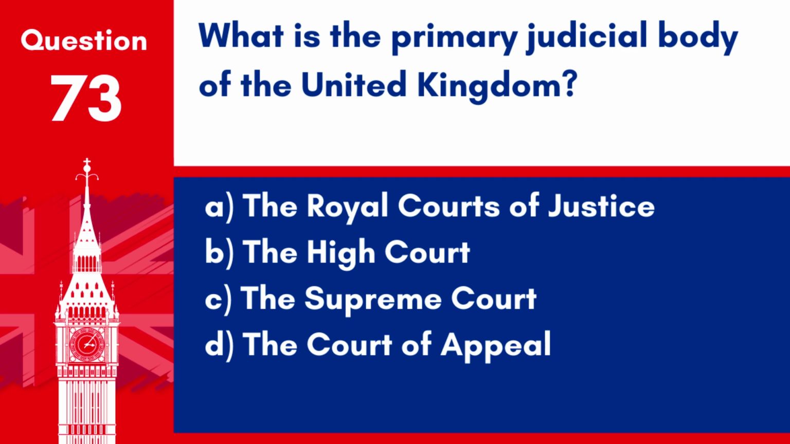A. The Royal Courts of Justice. B. The High Court. C. The Supreme Court. D. The Court of Appeal. Answer C. The Supreme Court. The Supreme Court is the primary judicial body of the United Kingdom, serving as the highest court of appeal.